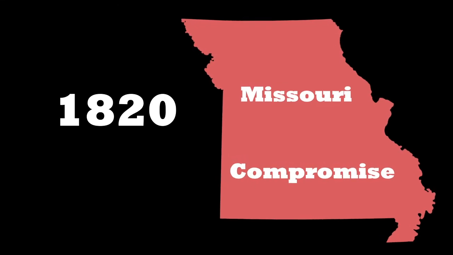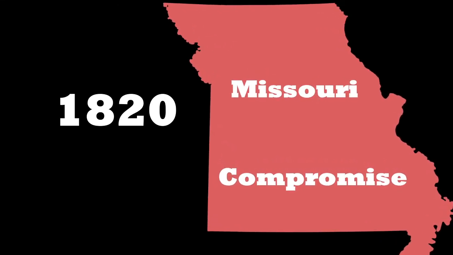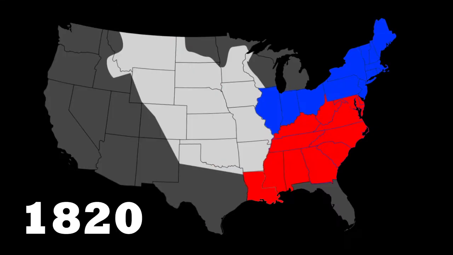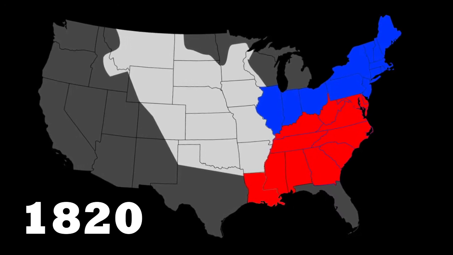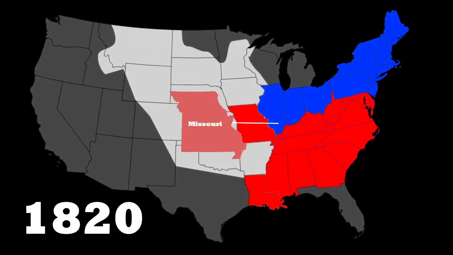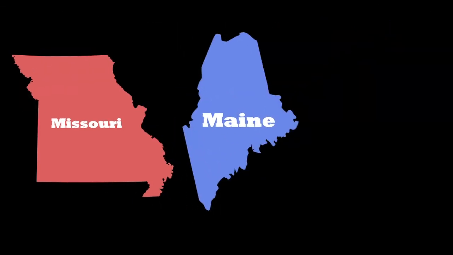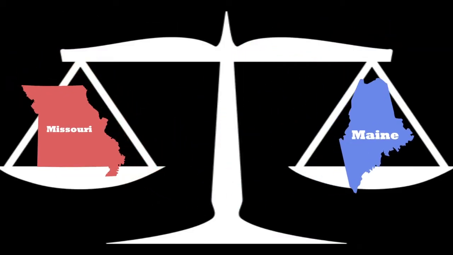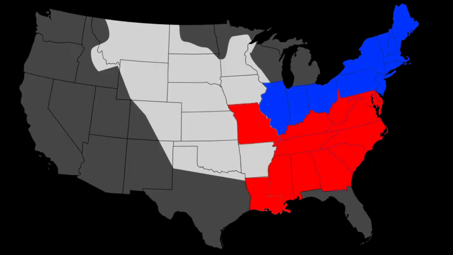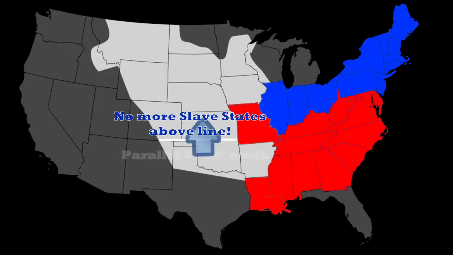In 1820, the Missouri Compromise was created. Amid growing sectional tensions over the issue of slavery, the US Congress passed a law that admitted Missouri to the Union as a slave state and Maine as a free state, keeping the balance between the free and slave states, while banning slavery from the remaining Louisiana Purchase lands located north of the 36°30′ parallel.